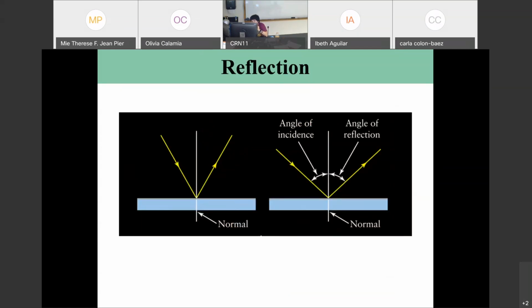That's the law of reflection, by the way, that the angle of incidence is equal to the angle of reflection. Now, that normal line is imaginary and is identical to the idea of the normal force that we discussed in chapter 2, I believe.